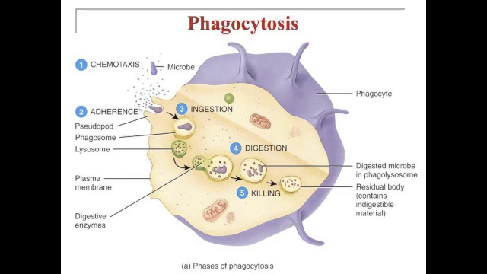Secondly, there's adherence. This is the attachment of the phagocyte to the microbe or other foreign material. Thirdly, there's ingestion. The plasma membrane of the phagocyte extends projections called pseudopods that engulf the microbe in a process called ingestion. When the pseudopods meet, they fuse, surrounding the microorganism with a sac called a phagosome.